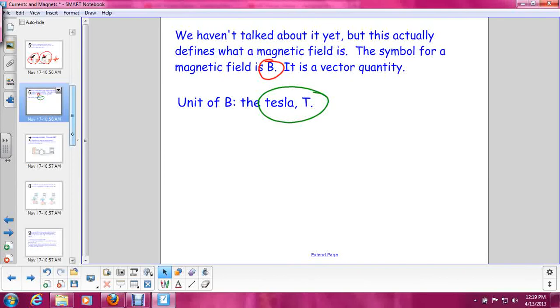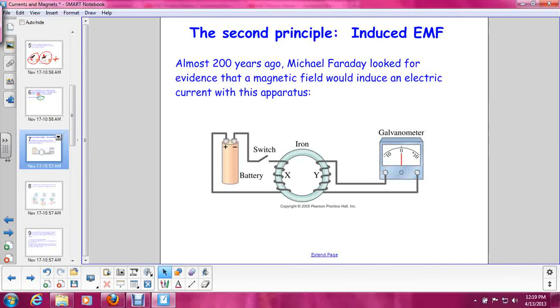So the first principle tells us that when you run a current through a wire, you get a magnetic field. But how can we reverse that process? Well, the second principle is called an induced EMF, and it pretty much is a reversal of the first principle. Almost 200 years ago, Michael Faraday looked for evidence that a magnetic field would induce an electric current. He wanted to see if I have a magnetic field and I have a wire, and it's hooked up in a complete loop, can I make current run through that wire just using a magnet?